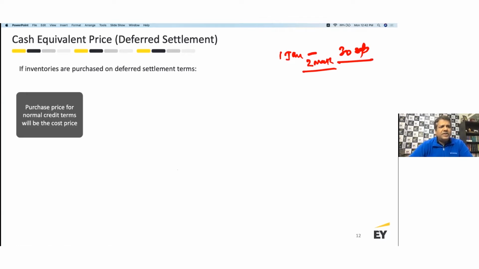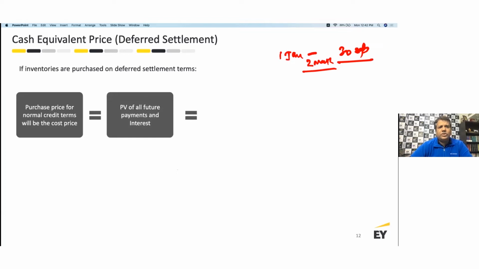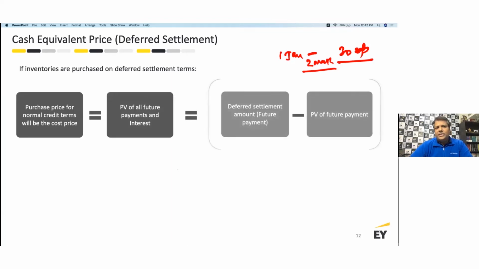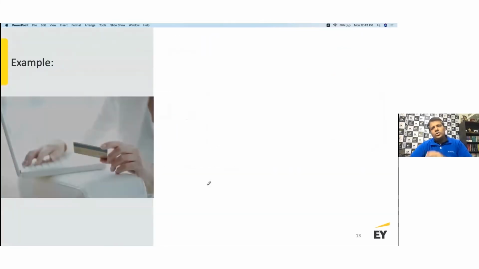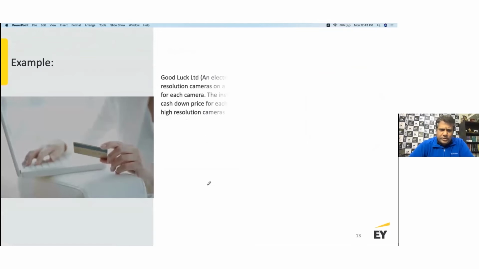Okay. How do you account for this purchase price? You have to look at the purchase price for normal credit terms, which will be the cost price, equal to the present value of all future payments. The interest equals the deferred settlement amount, the future payment, minus the present value of future payment. Recognize the difference as interest cost over the period of financing. Simple, right? So let's deal with this with the help of an example.